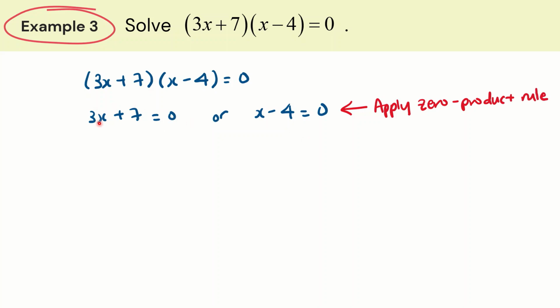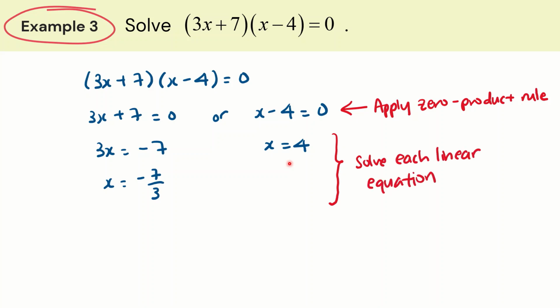Then we focus on each of the linear equations that is being produced. So looking at 3x + 7 = 0, to solve it, I can have 3x = -7. Hence, x = -7/3. We try to keep our answers exact, hence I'm not going to write it in 3 significant figures or a decimal. Then x - 4 = 0 will be solved to say that x = 4. So this process is where I am solving a linear equation. And therefore, my solution to this equation itself is two solutions, and that is x = -7/3 or x = 4.